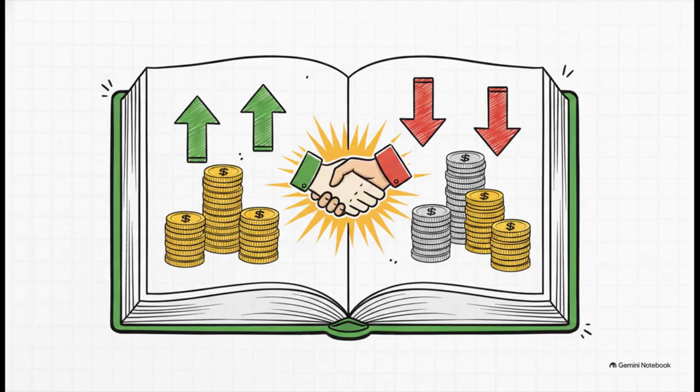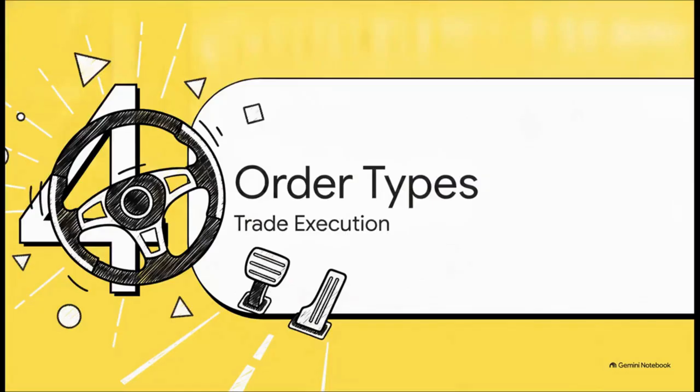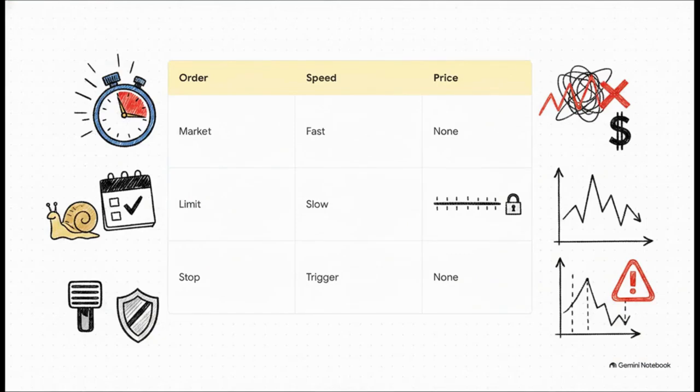It is pure, raw, real-time supply and demand visualized right there in front of your eyes. Section 4, execution, types of orders. But how do you actually interact with that order book? Well, you need controls. You need your steering wheel and your brakes to navigate this fast-paced market. Basically, you have 3 main levers you can pull as a trader.